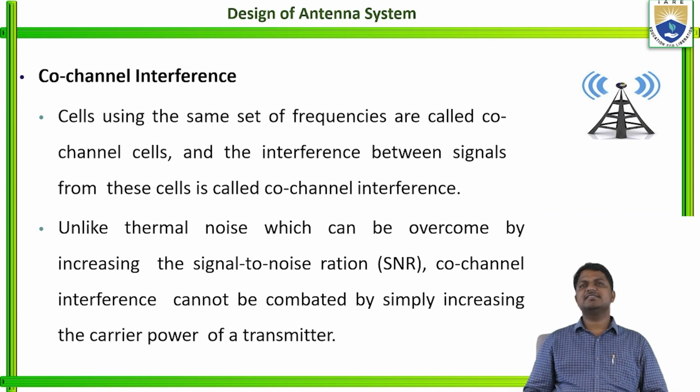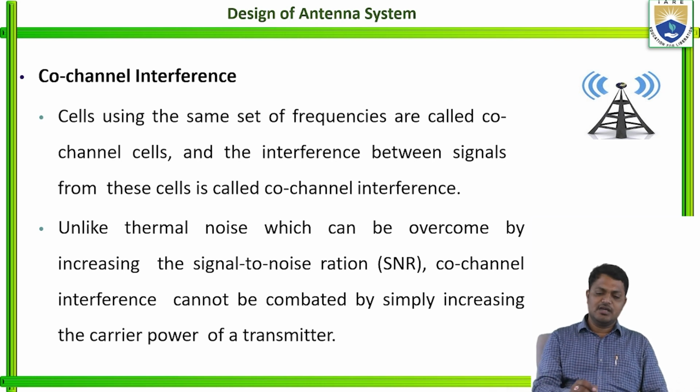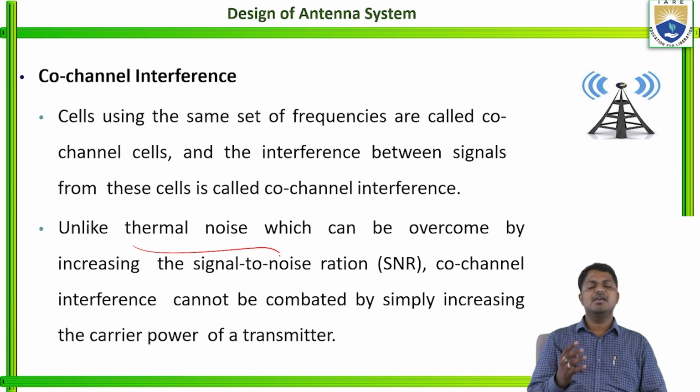So the co-channel interference, already we discussed that the cells are using the same frequency. The adjacent cells are using the same frequencies, that is called co-channels, and that is interference. When the interference occurs between the co-channels or adjacent channels, that is called co-channel interference. Unlike thermal noise, which is when the mobile unit is moving, the noise is added to the message signal. That is called thermal noise here.